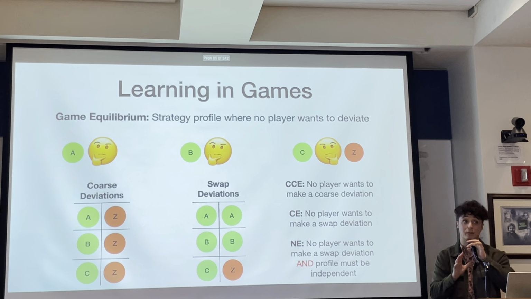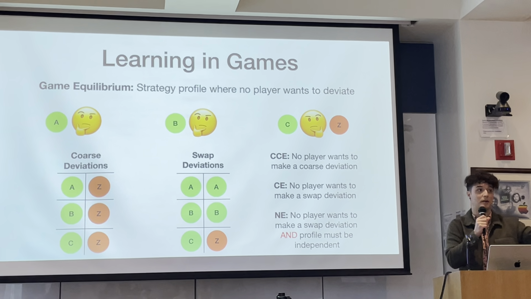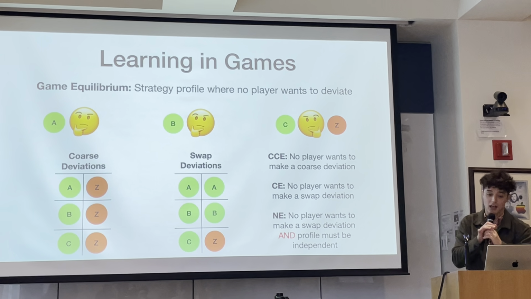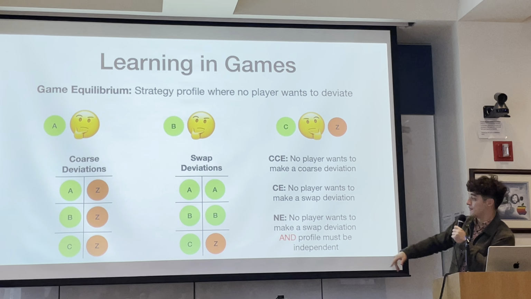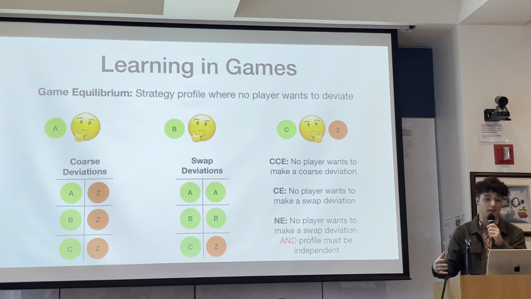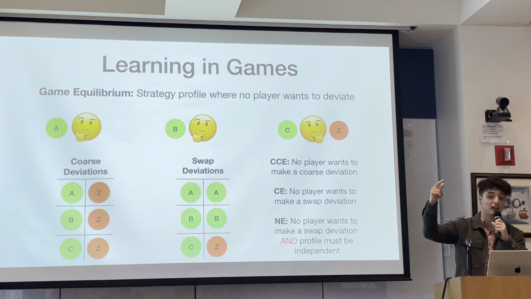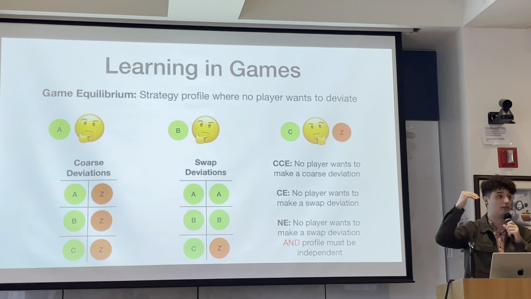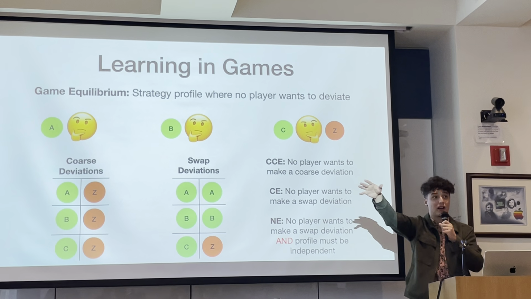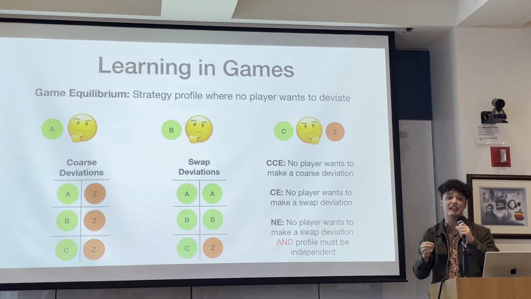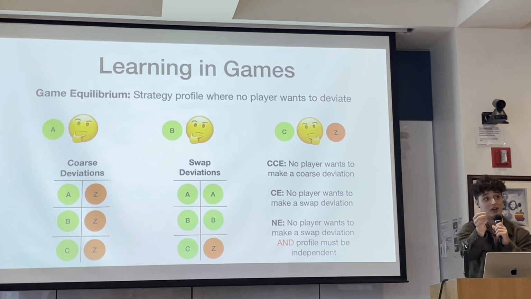There's also Nash equilibrium, which I'm sure is the equilibrium concept that most of you are familiar with. In Nash equilibrium, we again have no player wanting to make a swap deviation. But we have this added constraint that the strategy profile must be independent between all of these different players. Essentially, these suggestions are random and they must be independent.